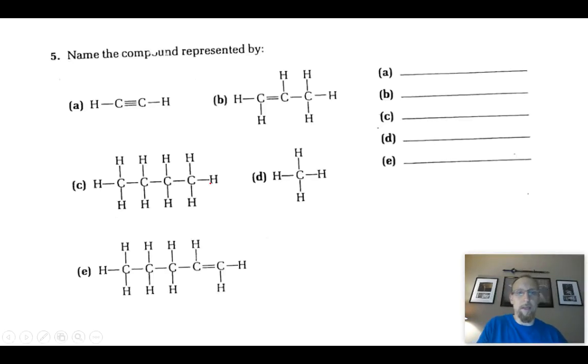And then in the last part, I'm just giving you the structural formulas and asking you for the name. So go through and look at it and say, okay, 2 carbons is eth. And then it's got a triple bond, so that means it's an alkyne. So it's going to end in -yne. So that's ethyne. So that part's not too bad. So go back, work through this worksheet, and then check your answers with the key and see how you did.